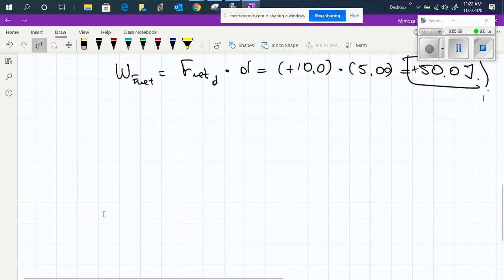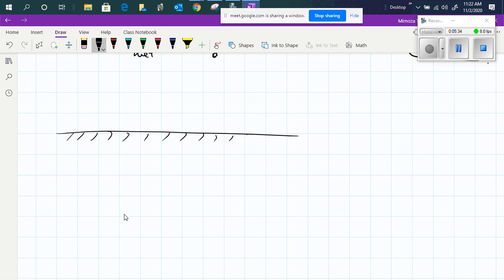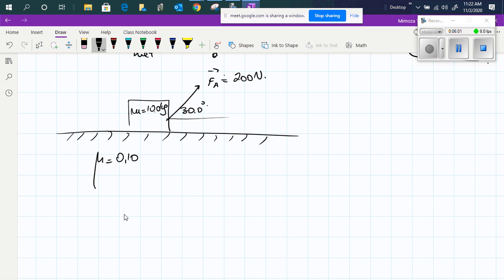Now, the method that I just explained makes a lot of sense when we are dealing with a situation where, let's say, the force applied is at a certain angle and we have a coefficient of friction of 0.10. So let's say that the angle here is 30 degrees and the magnitude of the force is, let's suppose, 200 newtons. The mass of the object is 10 kilograms, just for simplicity.